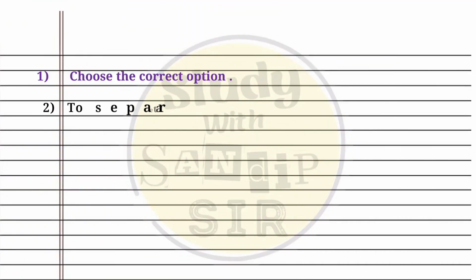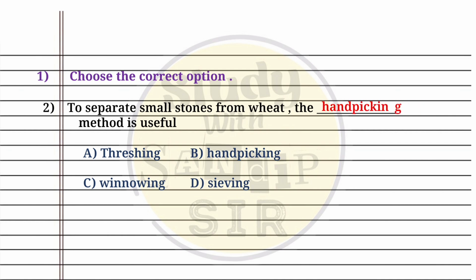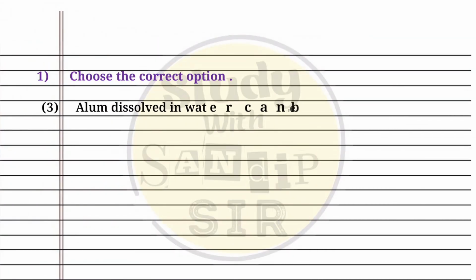Next, 2. To separate small stones from wheat, the dash dash method is useful. A. Threshing. B. Hand picking. C. Winnowing. D. Sieving. The right option is option B. Hand picking.